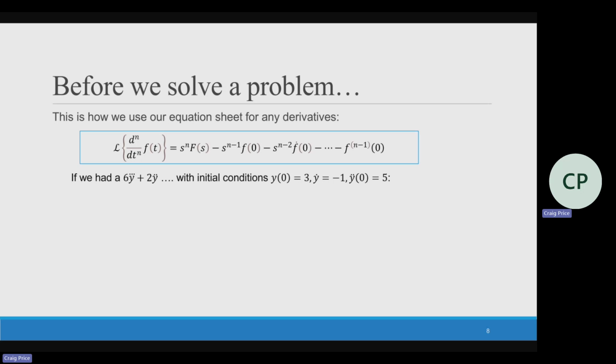So before we solve a problem, here's that equation, which is on the equation sheet. I'm going to give you a quick example. Basically, what this is showing us is the Laplace transform of anything with derivatives, a function with derivatives. We work it out this way. We're going to have s's. Let's start with the Laplace transform. If I had an equation that started with 6y triple dot, let's do the Laplace transform of 6y triple dot.